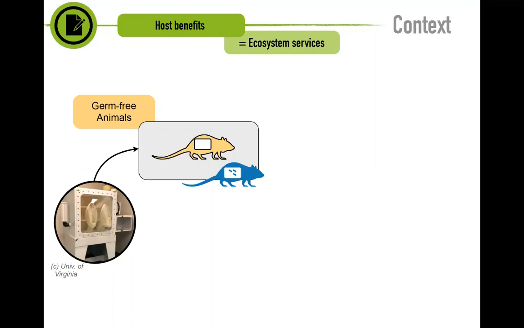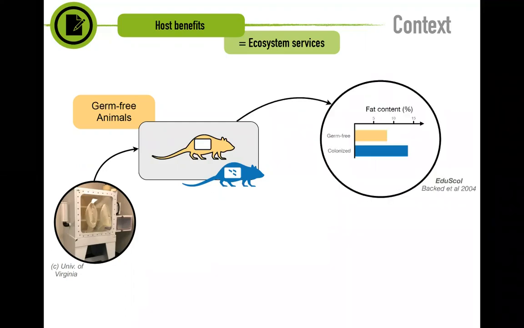But by making a comparison between the germ-free animal and the normally colonized animal in blue here, so between the yellow and the blue animal, you can see whether there is an effect of the microbiome on host fitness and host health in general. When you compare these two types of animals, you see that one is making more fat out of its diet.